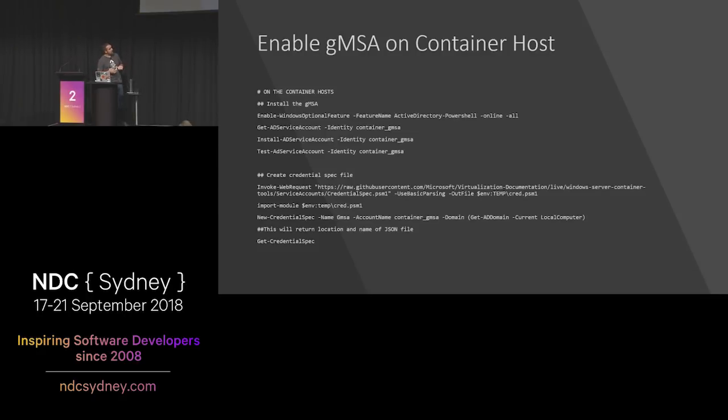So enabling it on a container host, if you've built a Windows server as a container host, you can just go in and use some cmdlets to add the GMSA feature into your machine, and then get the account and install that account into the container host. And then once you've done that, there's a library that you can rip down, which will go and create a JSON file containing all the credentials that'll let you pass that to Docker, and then pass through that authentication into your container when you start it up.